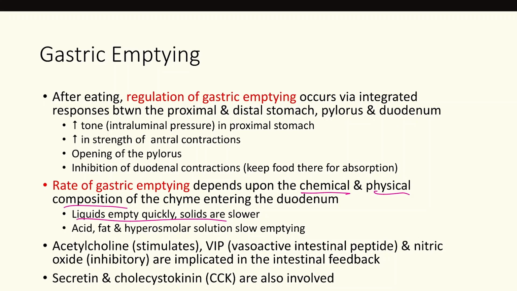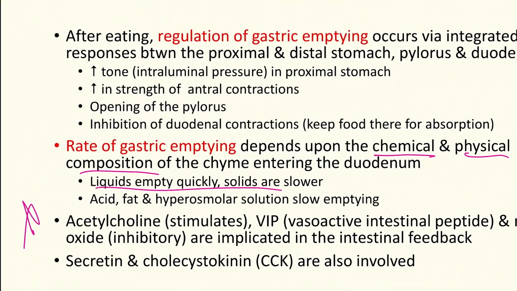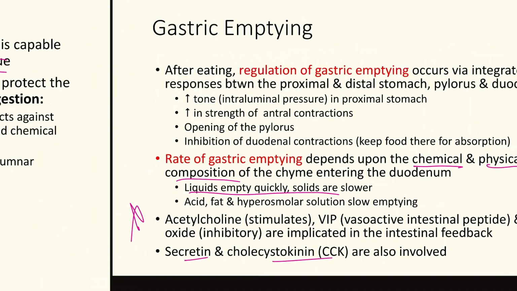Acid, fat, and hyperosmolar solutions slow gastric emptying. So high acid food and high fat food will slow the emptying, so the stomach has more time to break those things down. Acetylcholine is going to stimulate, and VIP and nitric oxide are inhibitory in intestinal feedback. So acetylcholine will stimulate the GI system, VIP and nitric oxide inhibit, and don't forget we have secretin and cholecystokinin there as well.